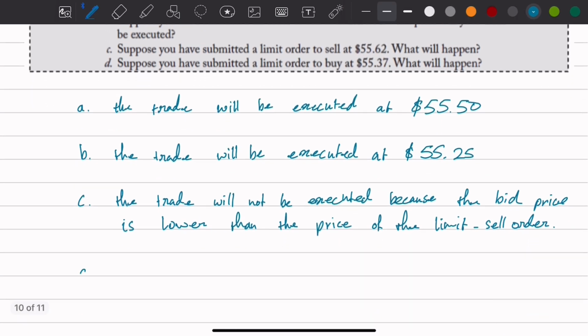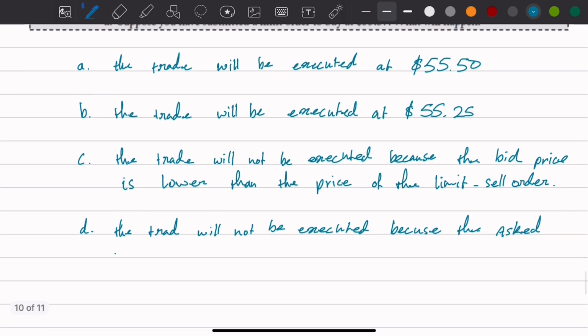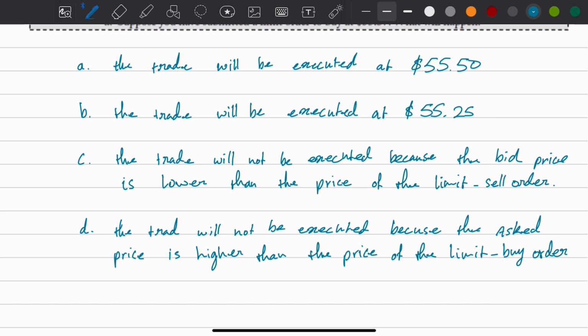So to answer D, the trade will not be executed, again because the asked price this time is higher than the price of the limit buy order. All right.